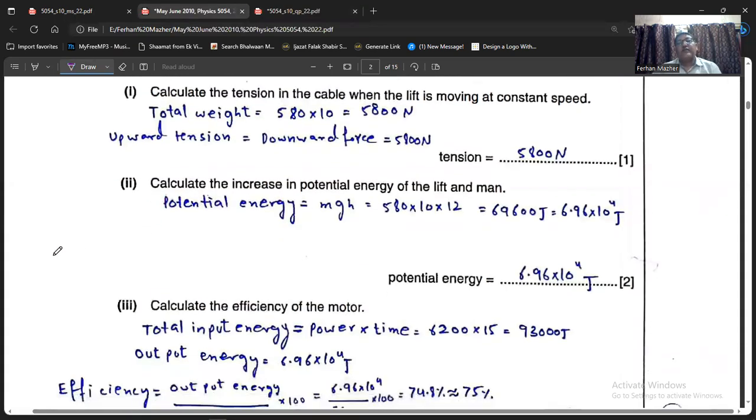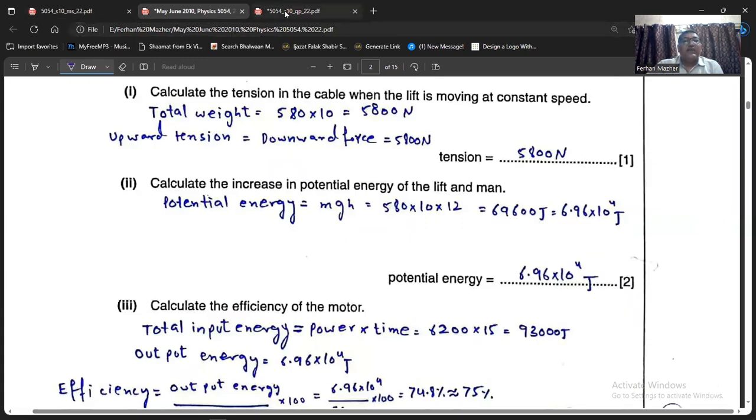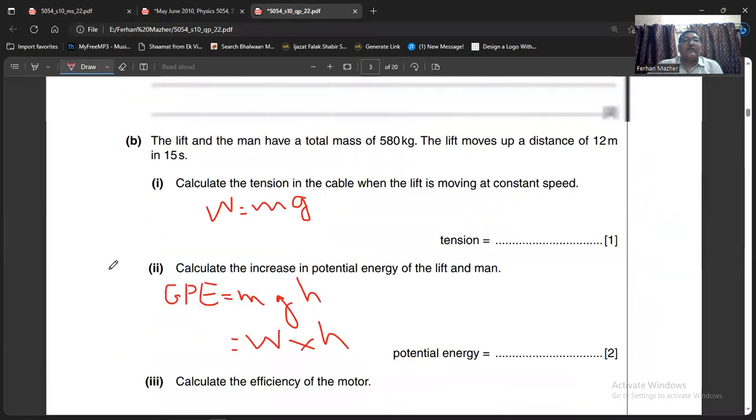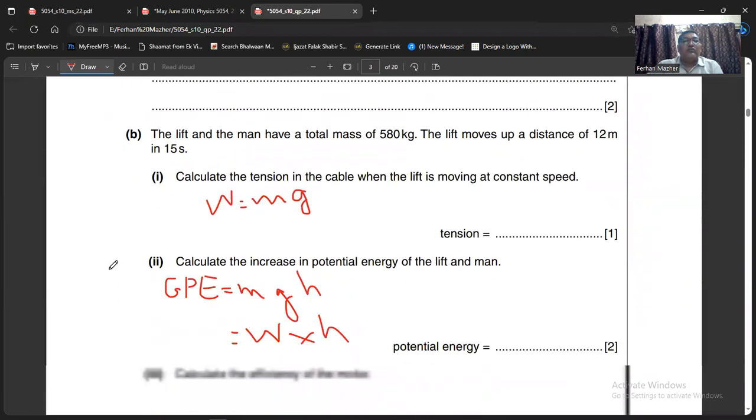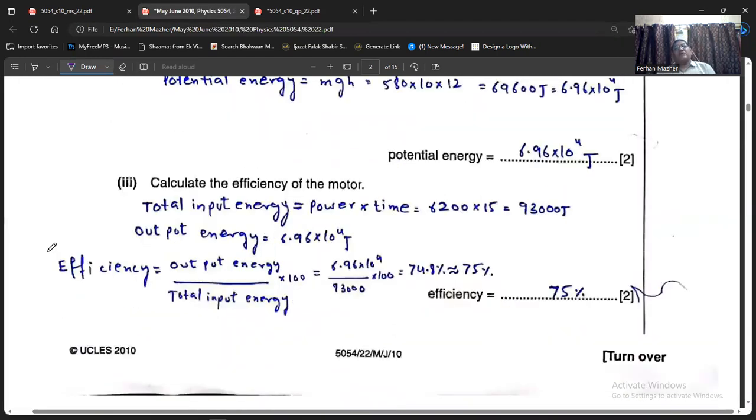I have done this here. You can say 580 multiplied by 10 multiplied by 12, that is 69,600, and that is 6.96 × 10^4 joules. That is the right answer. Okay, then we have: calculate the efficiency of the motor. To calculate the efficiency of the motor, the total input energy is power multiplied by time.